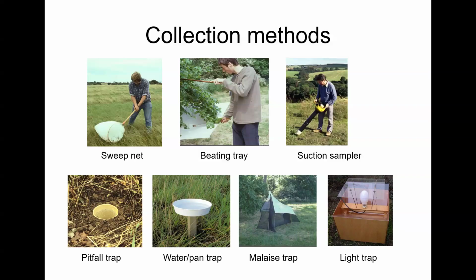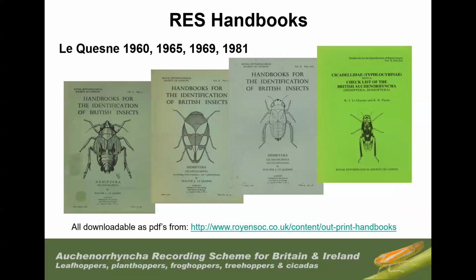So my recommendation here is to pal up with somebody else who runs a light trap for catching moths, or a set of pitfall traps for catching ground beetles and spiders or whatever, and say to them, can I have your bycatch if you ever find any leafhoppers in your traps? Because some of these other techniques can be quite productive and can produce some quite interesting species. So just keep an eye out for that.